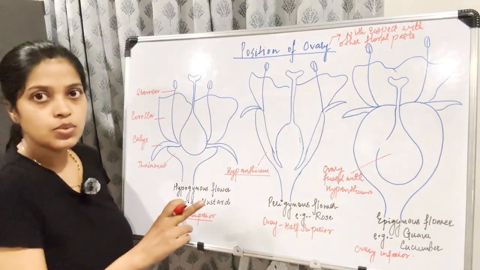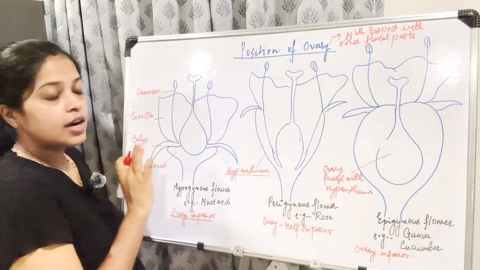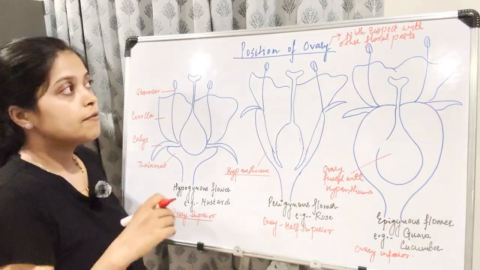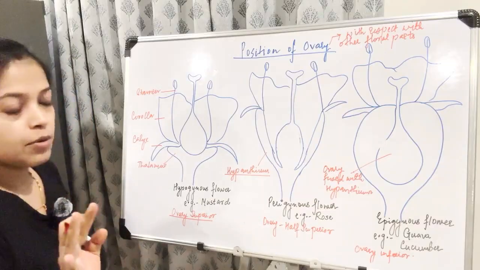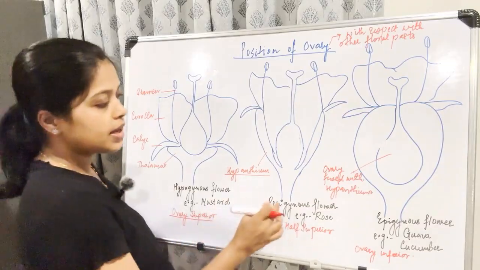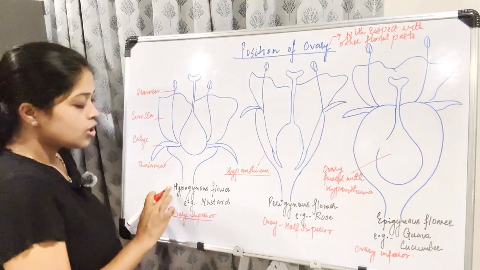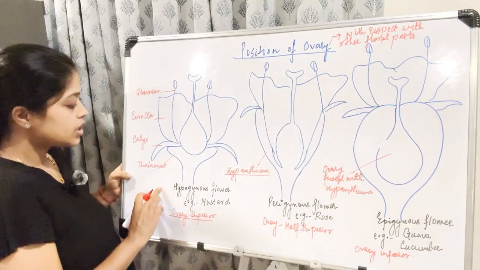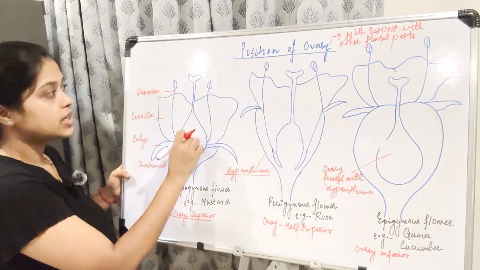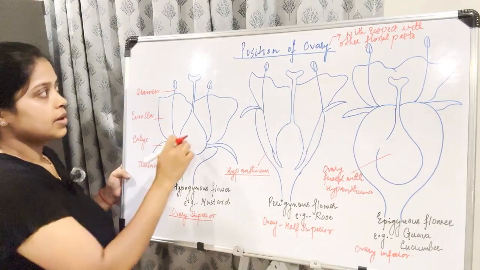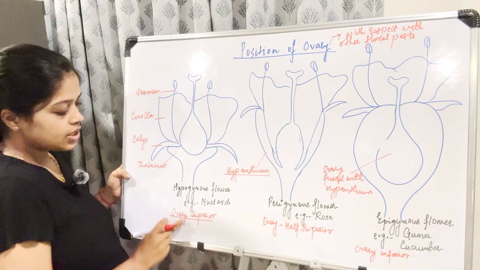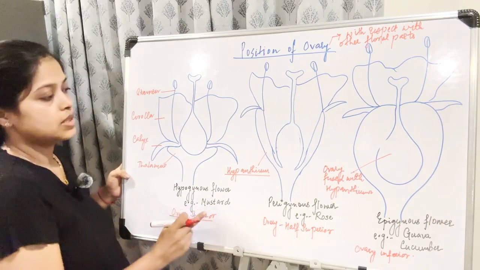So we'll revise this once again. There are different positions of ovary with respect to the other floral parts. We have three different types of flowers: hypogynous, perigynous and epigynous. Hypogynous is when the ovary is superior with respect to calyx, corolla and stamen. This condition is seen in mustard.